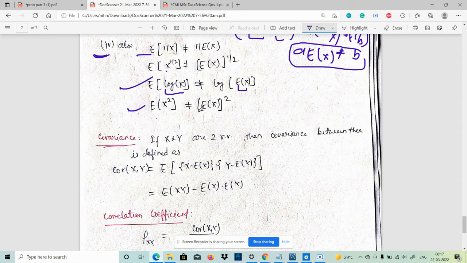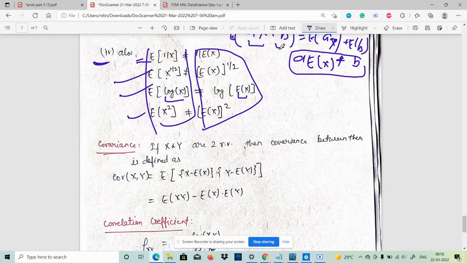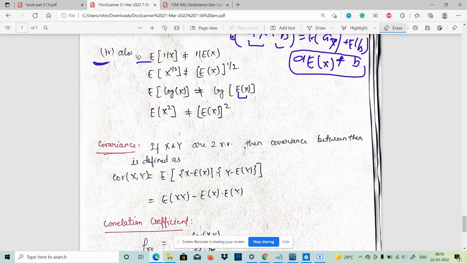Similarly, expectation of x square is not equal to expectation of x whole square. These four things are not equal. Whatever is on the left hand side is entirely different from whatever is written on the right hand side. You should not assume that these both are the same. It's not true. So these four properties can sometimes be asked in MCQ questions, like which of the following is correct or which is incorrect, and some options may be given.